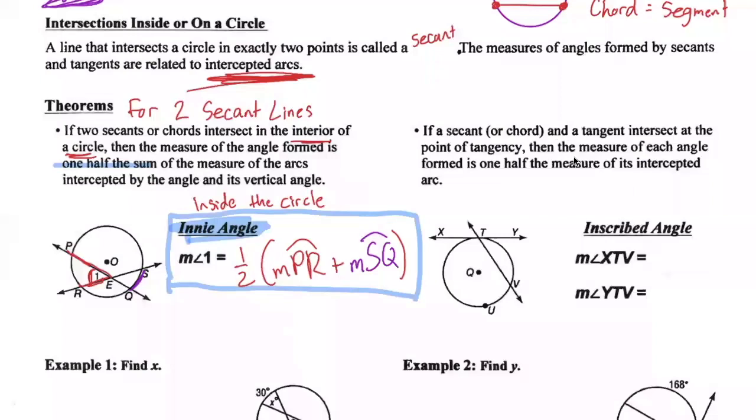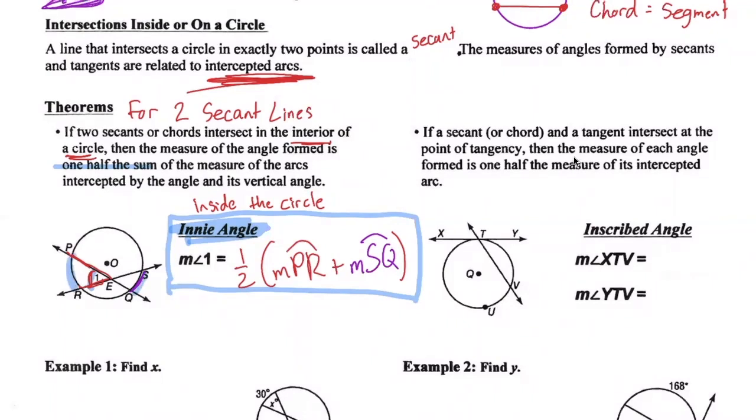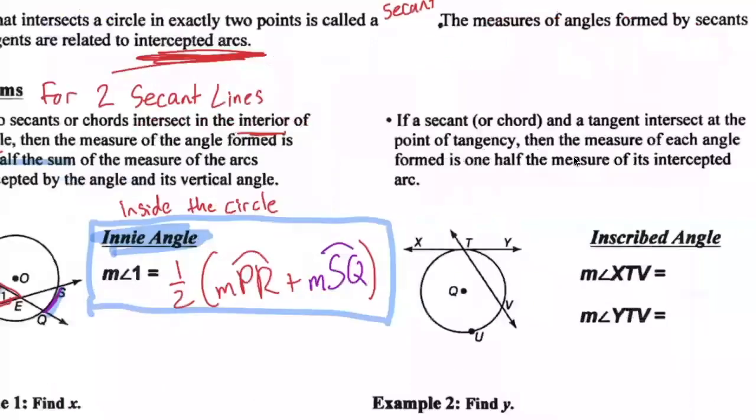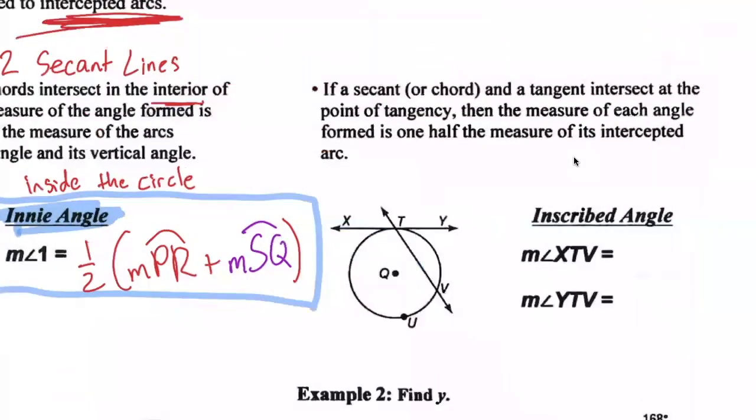So again, whatever 2 arcs it hits. Angle 1 is formed by that cross, and that cross will hit 2 arcs. So you need to be able to visualize and see what 2 arcs it hits. PR and SQ are the 2 arcs. This next one is a new theorem. Not really. You're just using these fancy names, but visually it's the same thing.